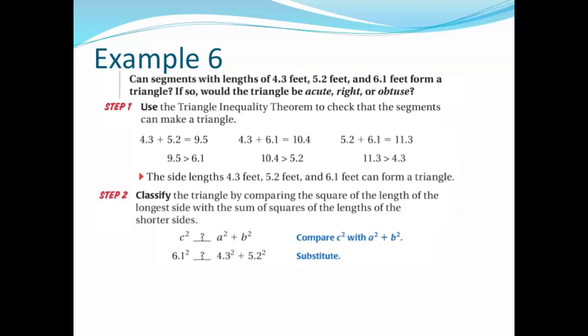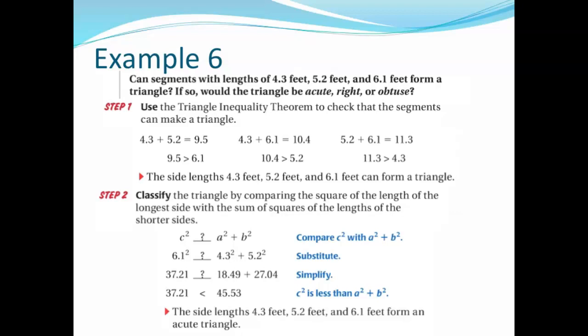Simplifying that, we have 37.21 and 18.49 plus 27.04. Adding the right-hand side, we have 45.53. Comparing those two, c squared is less than a squared plus b squared, and so that means that these three side lengths form an acute triangle because c squared is less than a squared plus b squared.